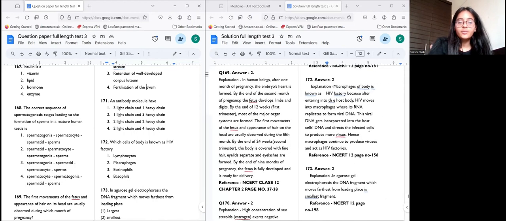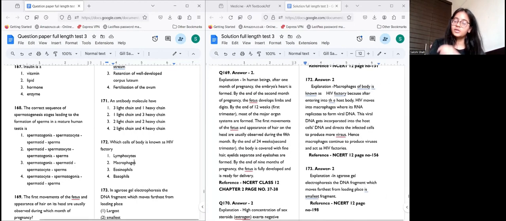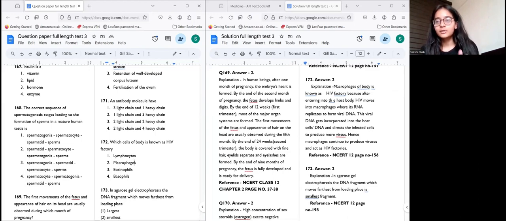So the answer for 172 is option number 2, which is macrophages. Let's read from the explanation and understand. Macrophages of the body are known as the HIV family. Why? Because after the virus enters the body of the host, HIV directly goes into the macrophages where it undergoes RNA replication to form DNA. Okay, where RNA replicates to form DNA.